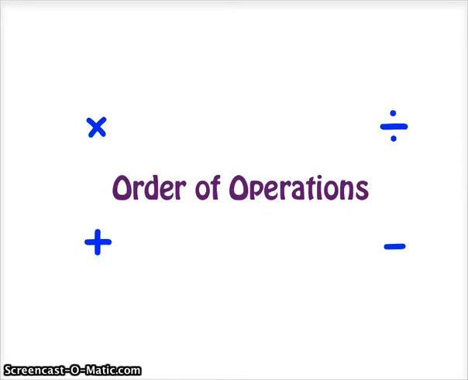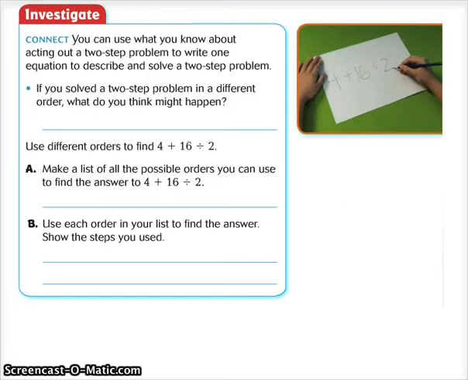We have learned a lot about operations in mathematics. We've learned to add and subtract and multiply and divide. Today we're going to explore what happens when more than one operation shows up in an equation. You can use what you know about acting out a two-step problem to write one equation to describe and solve a two-step problem.